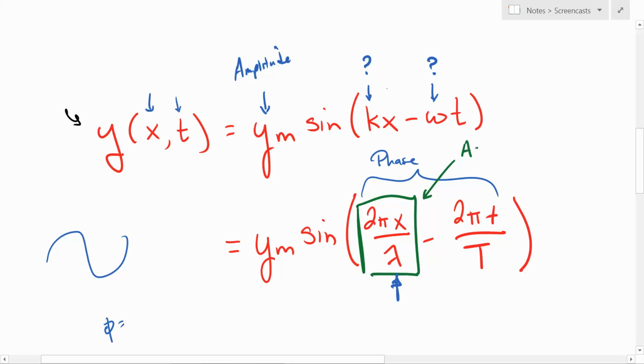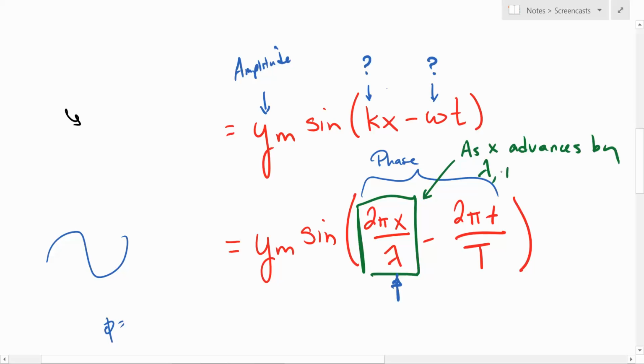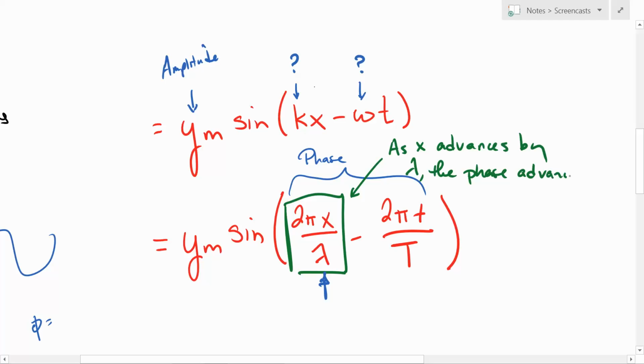This says, as x advances by lambda, the phase advances by 2 pi.